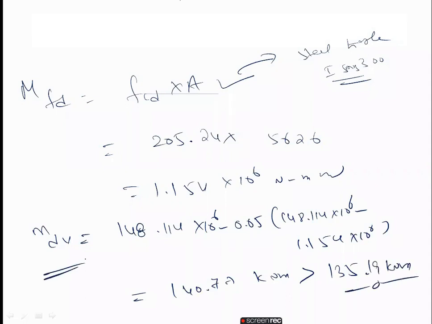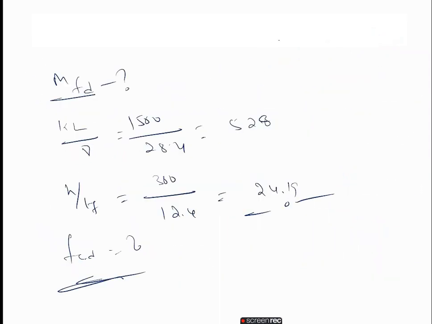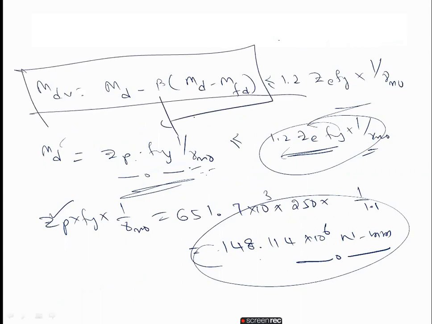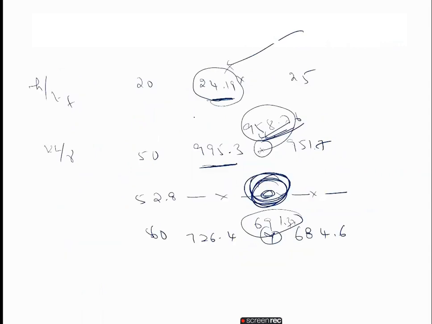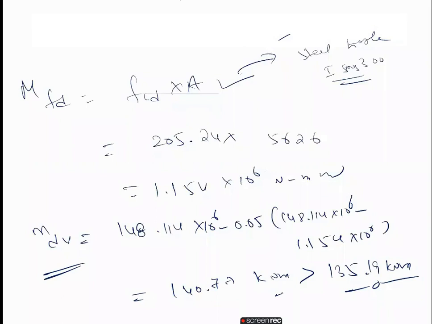So in the Mdz formula, we simply substituted. The formula is here, I will show you that again. In this formula, we substituted all the parameters. Okay, we got the answer. Now it is safe, hence it is okay to satisfy this.